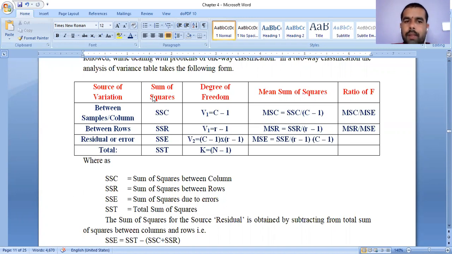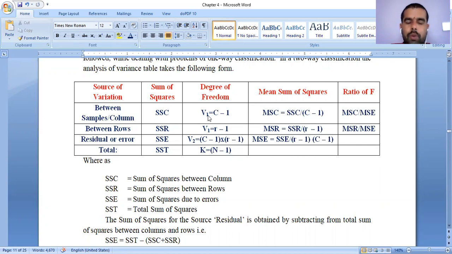First of all, you have to calculate the SSC value. SSC, sum of squares between columns. The next one is SSR, sum of squares between rows. Then SSE, sum of squares between residual or error. Then the total we call SST, total sum of squares. When comparing one-way ANOVA and two-way ANOVA, a little bit of small change will be there. In the ANOVA one-way classification, we have only 2 rows, but here we have 3 rows.